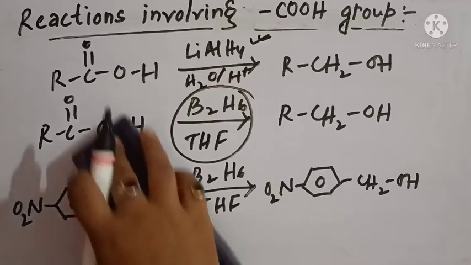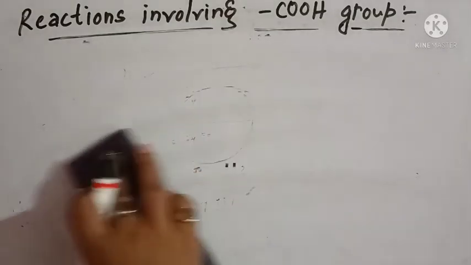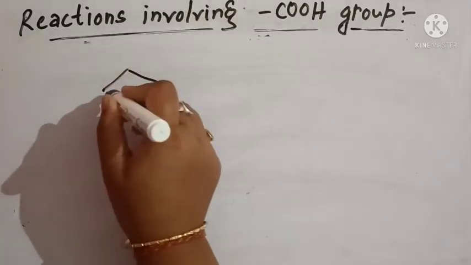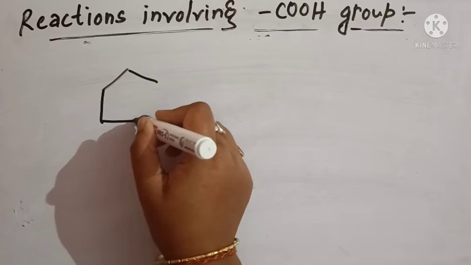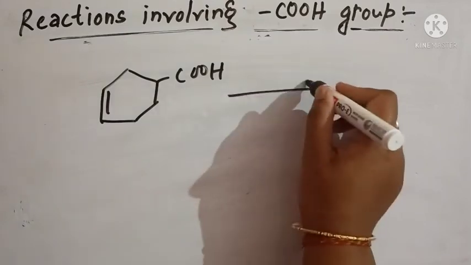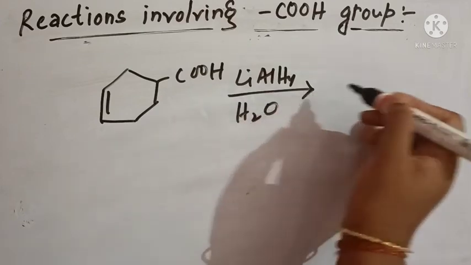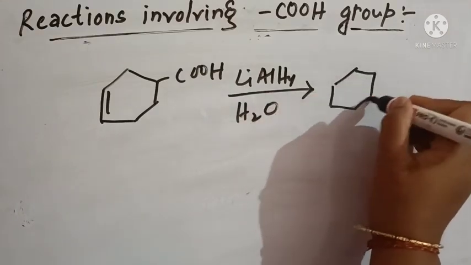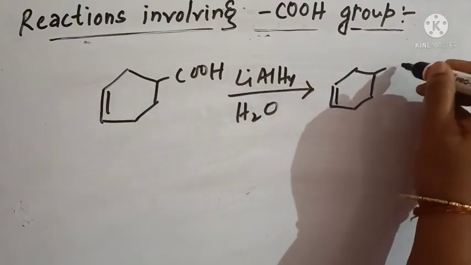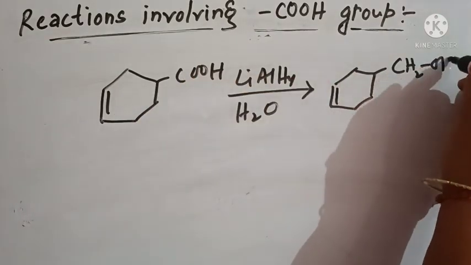So if I just write one of the reactions using the hydride reducing agent, which also contains the carboxyl group in it. So yes, if I just take, okay, so if I just treat that with LiAlH4 along with water, it will not affect the double bond, it will only reduce the carboxylic acid or the carboxyl group to give you the corresponding primary alcohol.